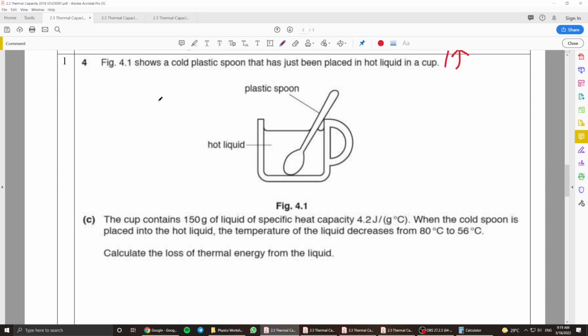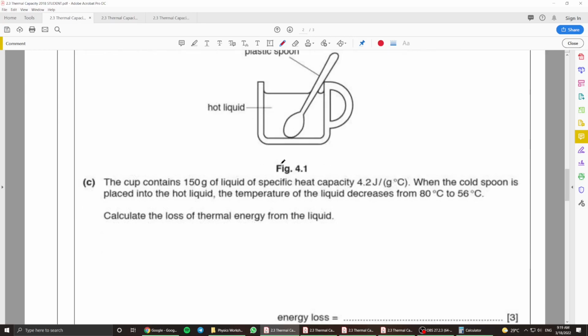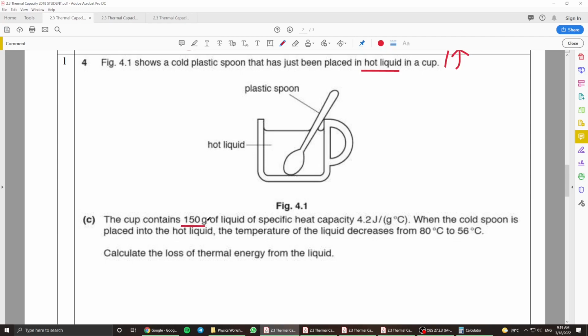Then look at the next question. Figure 4.1 shows a cold plastic spoon that has been placed into hot liquid in a cup. Okay, cold plastic spoon, hot liquid in the cup. The cup contains 150 grams of liquid, which is 0.15 kg here. Specific heat capacity is this amount. Oh, sorry, don't change it into kg because the specific heat capacity is already in grams. So you don't have to change this.